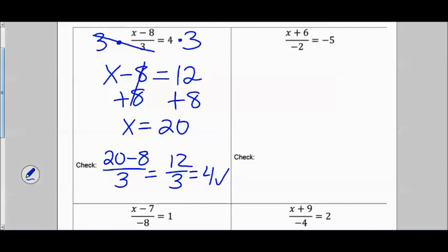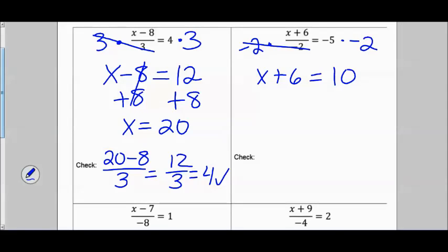Our next equation looks very similar. We have our x plus 6 on top, and then a denominator of negative 2 that's dividing that whole thing. So we need to get rid of our negative 2 first. So we're going to multiply on both sides by negative 2. When we multiply by negative 2, it's going to cancel out our denominator. And we're left with x plus 6. Negative 5 times negative 2 gives me positive 10.